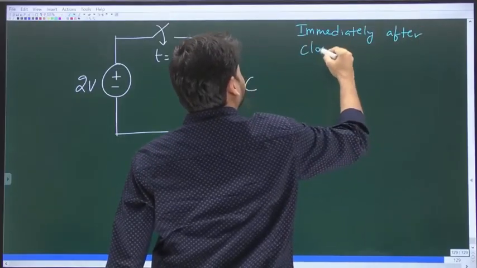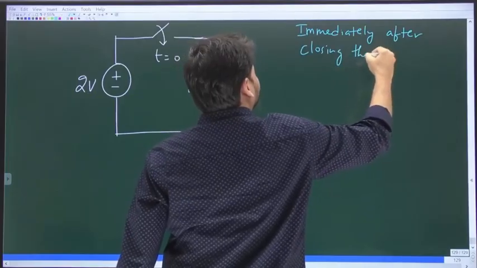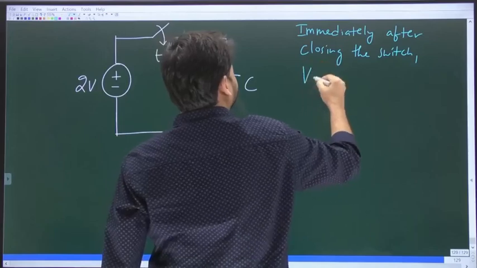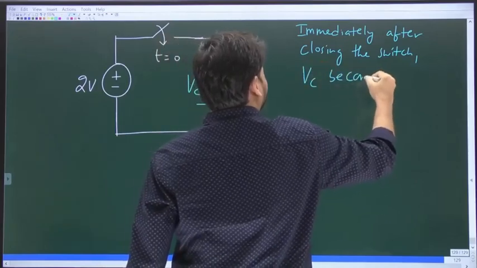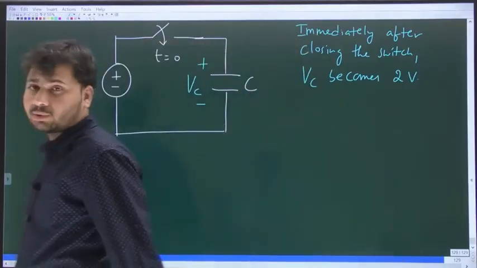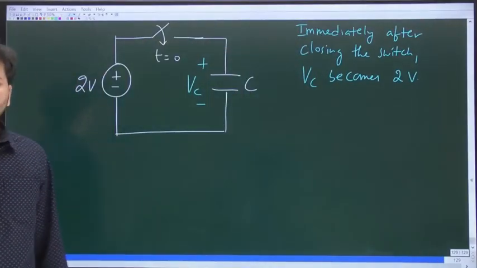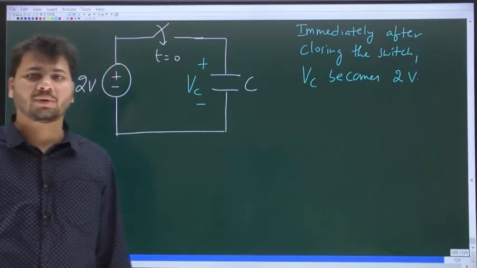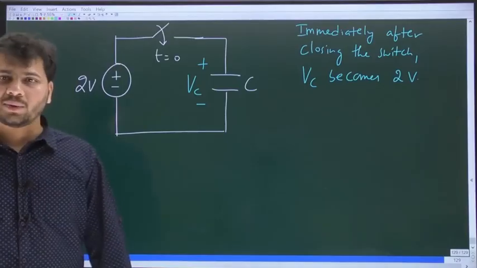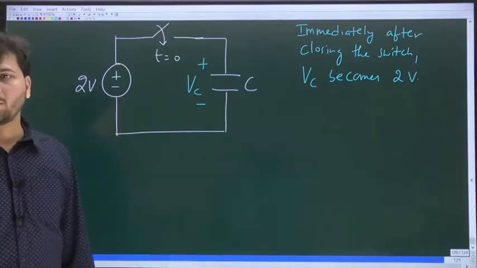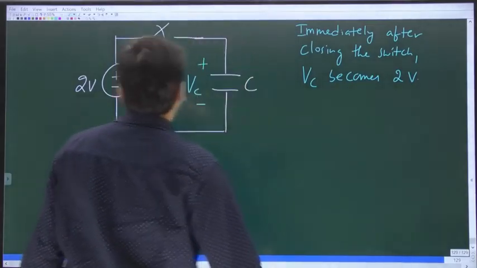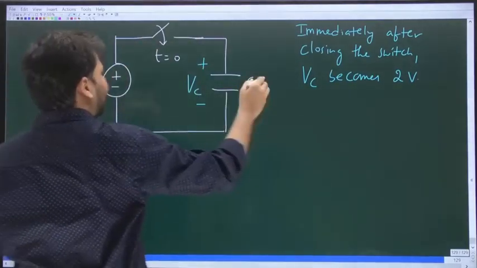So here, immediately after closing the switch, the value of VC becomes 2 volts. Do you all agree with that? Yes. So when you close the switch, immediately the value of VC becomes 2 volts.